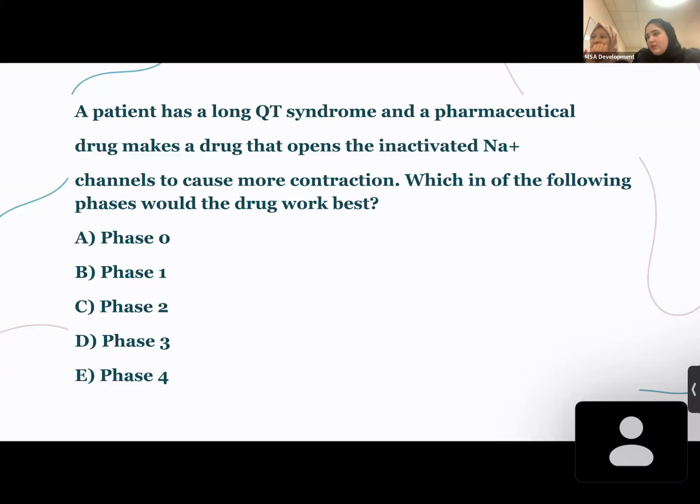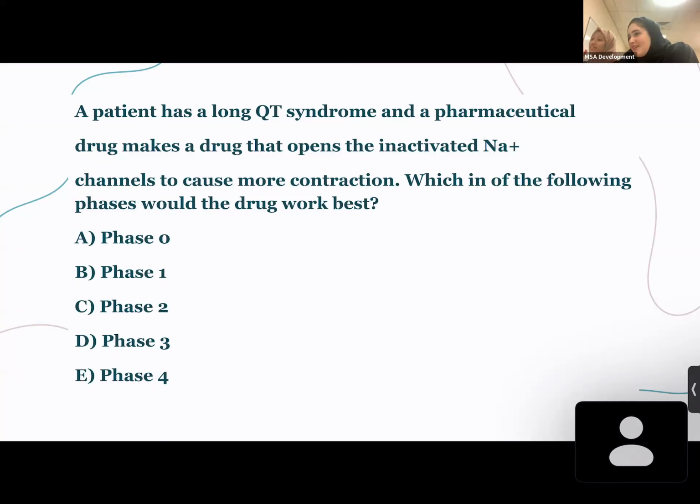Phase 0, because that's the only phase where sodium is involved anyway. Wait, I think there is a mistake. I want to check something here. Aren't the channels inactivated in phase 3? What do you guys think?